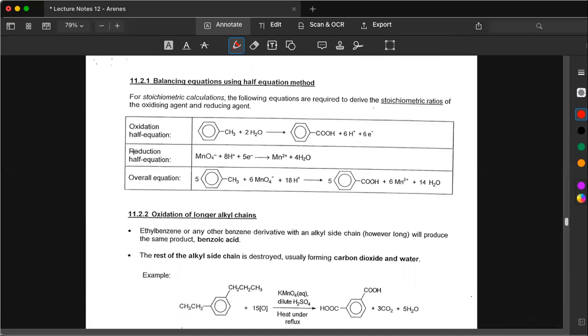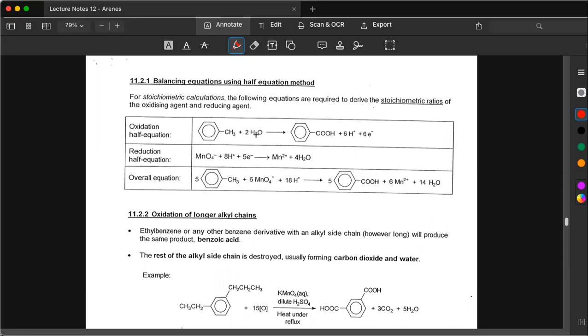Now, for stoichiometric calculation, the equations are required to derive the ratio of the oxidizing and the reducing agent. So this is the oxidation half equation in the above reaction. You have learned some of it in the first topic on stoichiometry, how to balance equations like this. So you have water here, balanced with H plus, and the H plus is here, so you have the electron to balance the charge. And then this is the famous MnO4 minus equation. MnO4 minus to Mn2 plus, because it's an oxidizing agent, so it's reduced itself. So it gains electrons, it's acidified, so water is put here, then you balance.